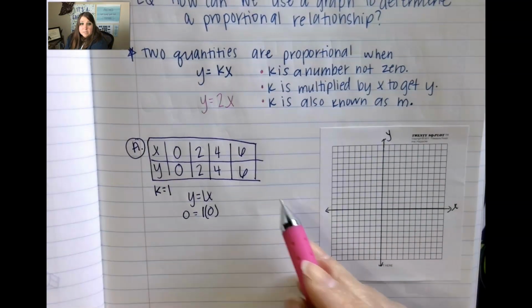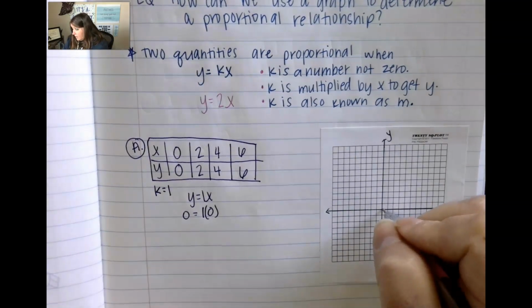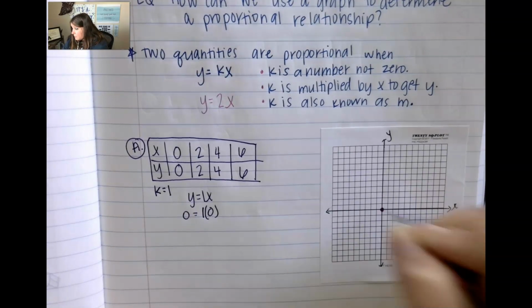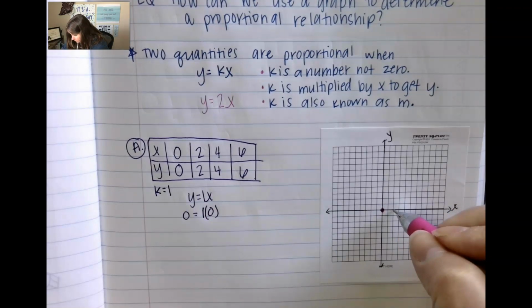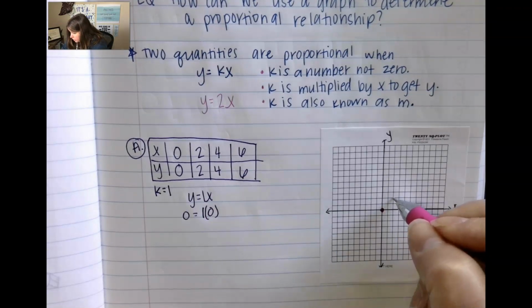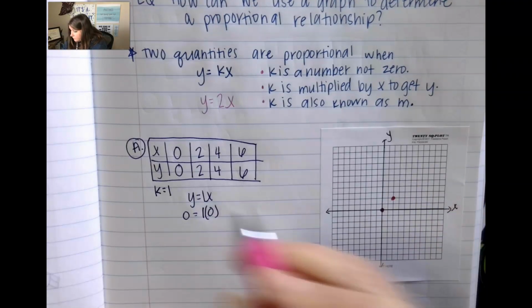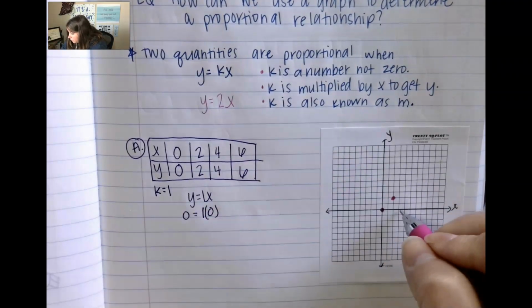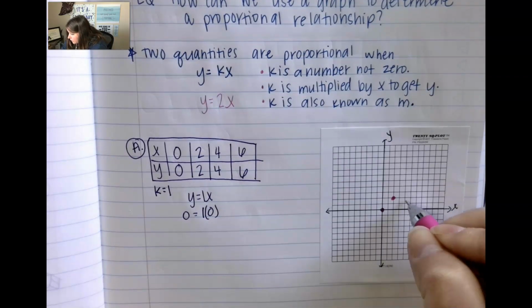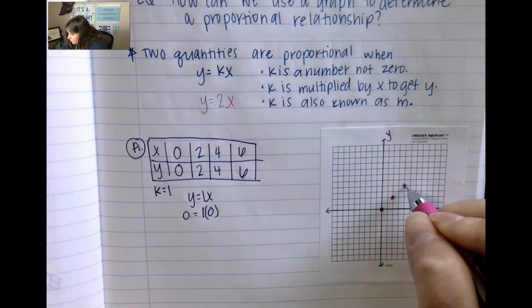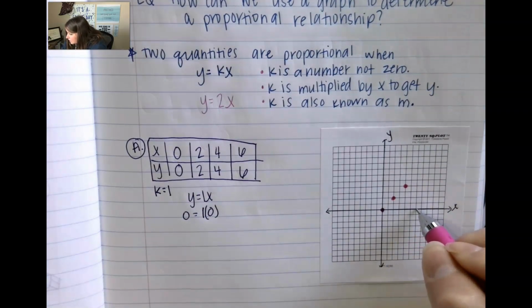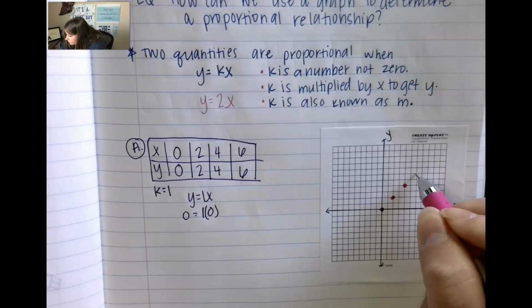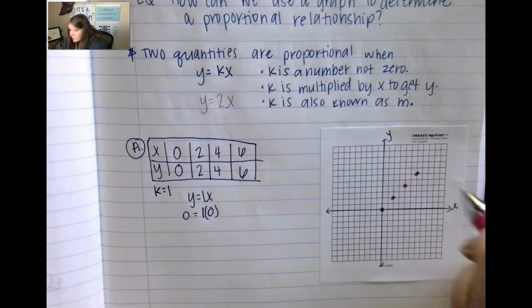We're going to first start with 0, 0. Well, 0, 0 is my starting point. I'm going to put a dot right there. 2, 2. Over 2, up 2. I put another dot. 4, 4. Over 4, so 3, 4, up 1, 2, 3, and 4. And 6, 6, so I'm going to go over 6 and up 6. Now I'm going to connect my dots.